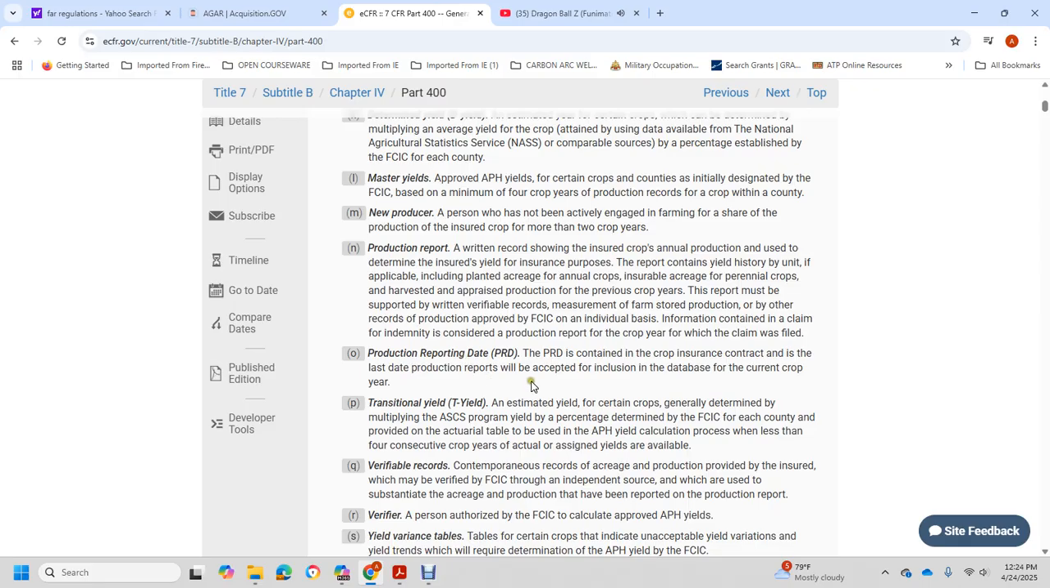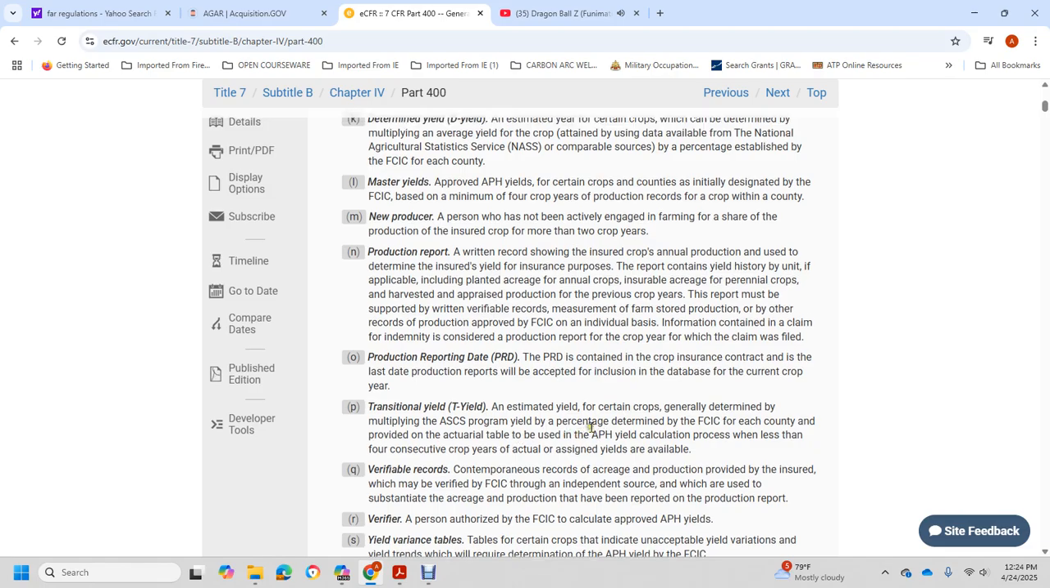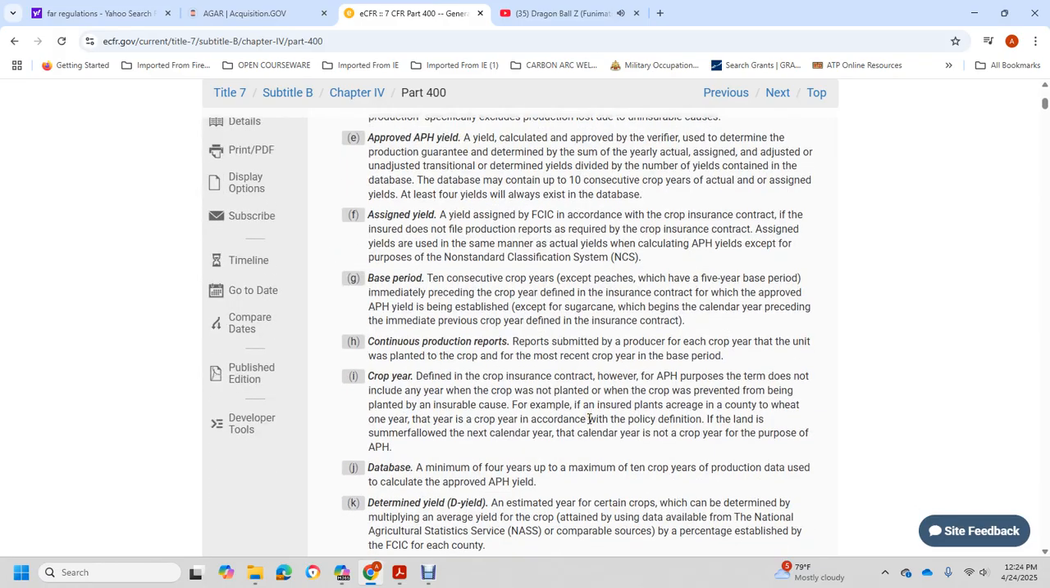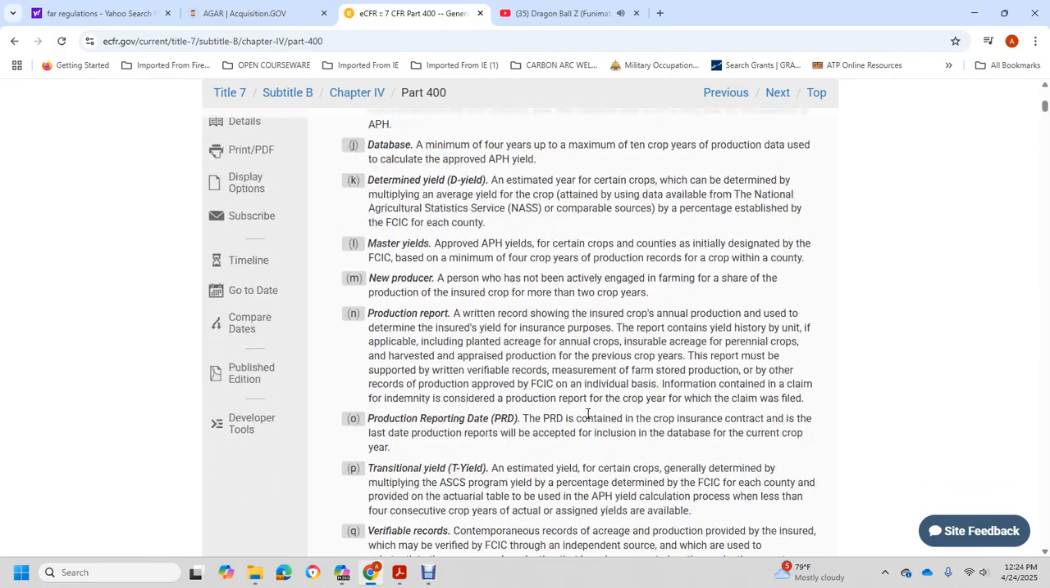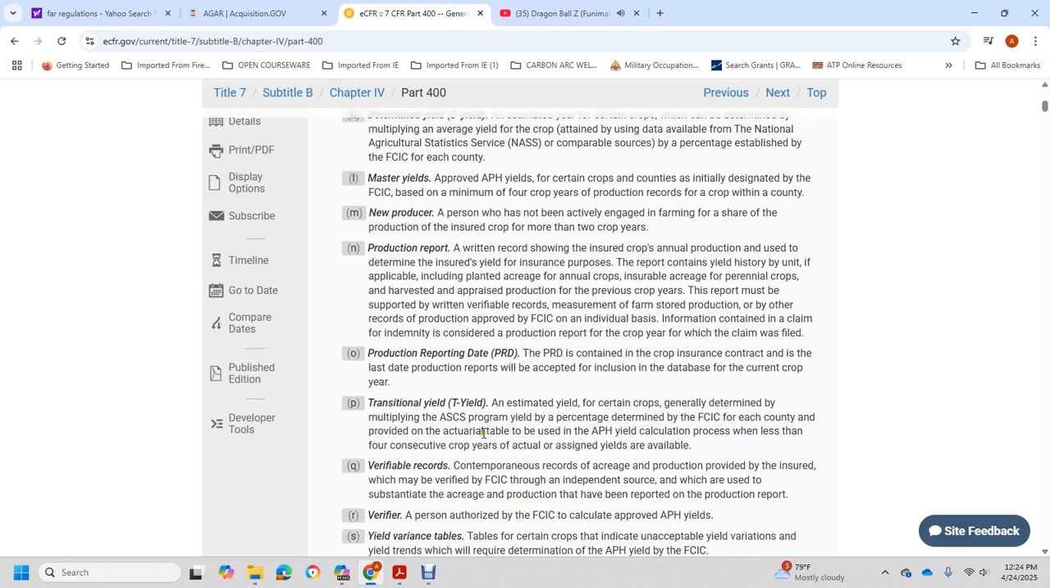Transitional yield, or the T yield, is the estimated yield of certain crops, generally determined by multiplying the ASCS program yields by the percentage determined by the FCIC for each county, provided in the actual table to be used with the approved actual production history yield calculation process when less than 4 consecutive crop years of actual or assigned yields are available.